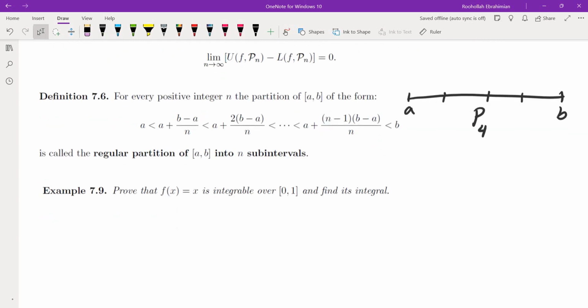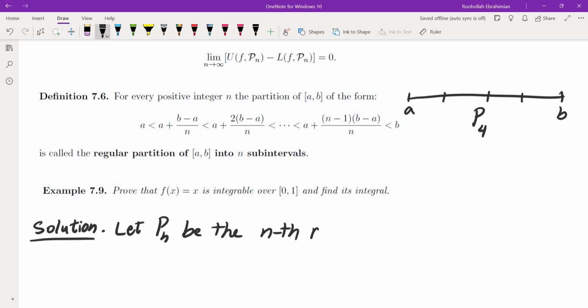Okay, let's look at an example. Prove that f of x equals x is integrable. In order to find the integral and in order to show it is integrable, we need to find a sequence of partitions that is in fact Archimedean. So we're going to start with the most natural sequence of partitions, which is the regular partition. So let Pn be the nth regular partition.